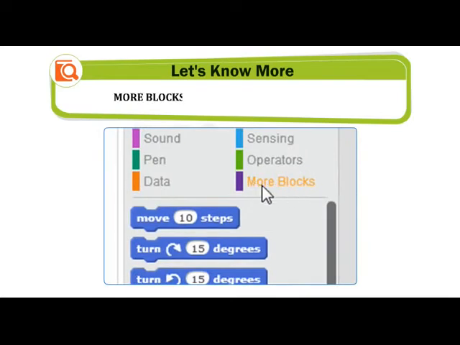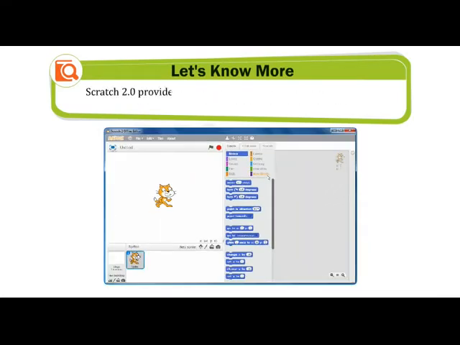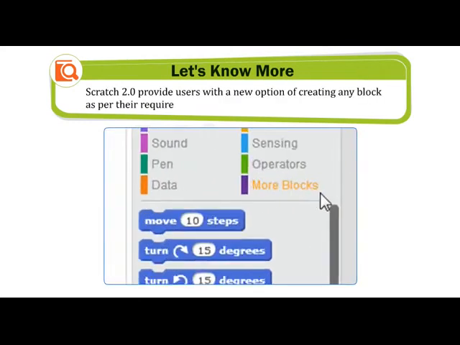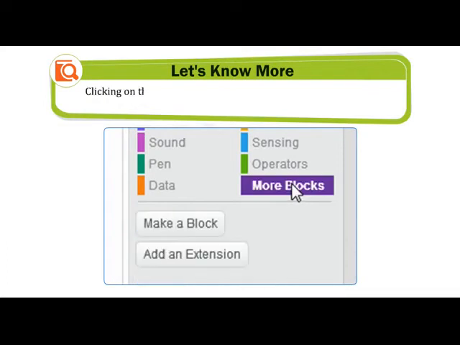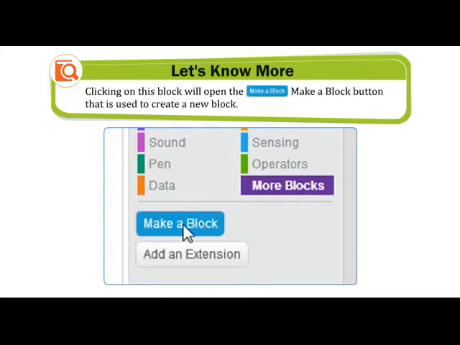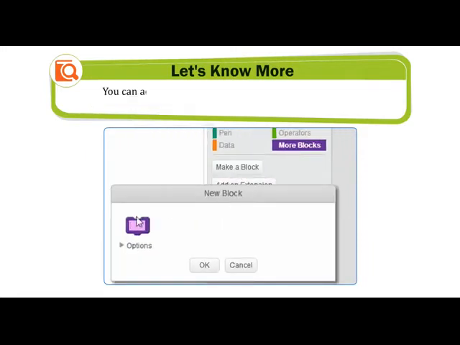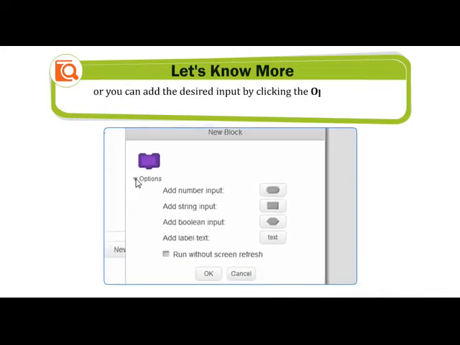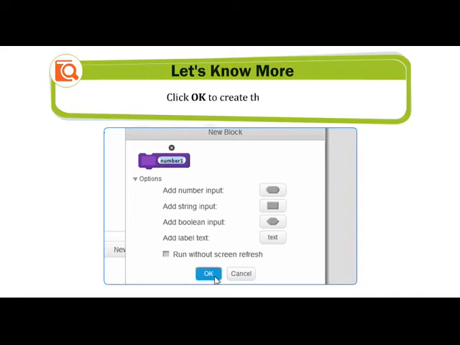Students, know the fact that More Blocks section is present in the Scripts tab. Scratch 2.0 provides users with a new option of creating any block as per their requirement. Clicking on this block will open the Make a Block button that is used to create a new block. You can add the specification of the new block inside the highlighted button, or you can add the desired input by clicking the Options drop-down menu. Click OK to create the block.